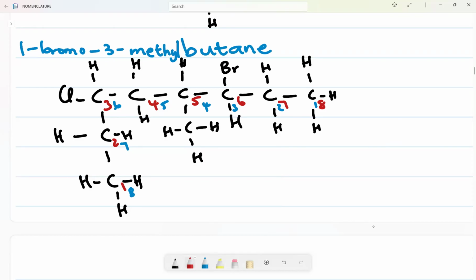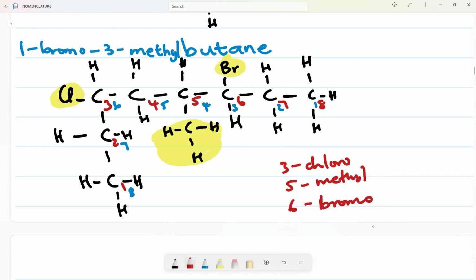Let's see the red. This is a branch, right? We see this is a branch. This is a halogen, this is a halogen. Now let's see when we count: 1, 2, 3. On carbon number 3, let's use red to show we are using the red numbering, we have chloro. Then on carbon number 5, we have a methyl. Then on carbon number 6, we have a bromo.